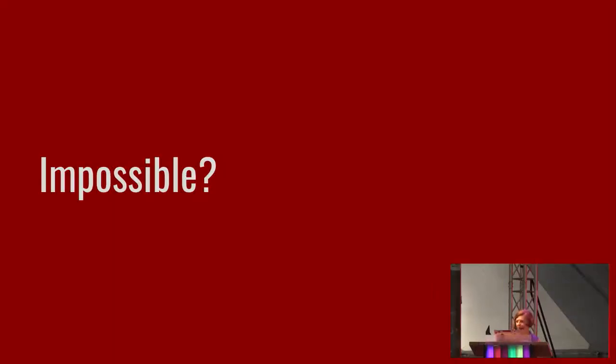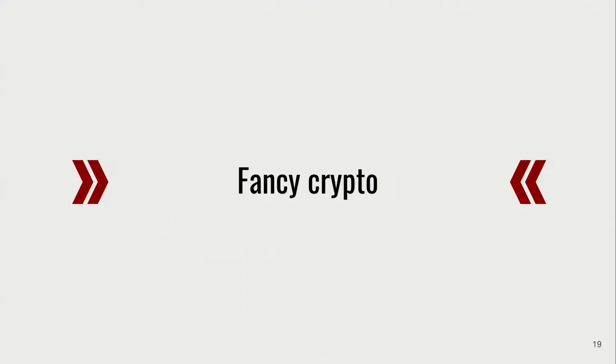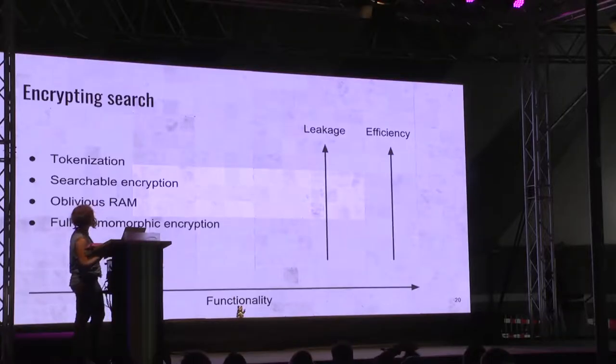Okay, well, this sounds pretty impossible. How are we supposed to be able to do computation if we have no data to do the computation on top of? But as it turns out, it's not impossible. It's just really, really hard. So a major direction that people have been working on to try to implement this in practice is using fancy types of cryptography. So this means something like this.